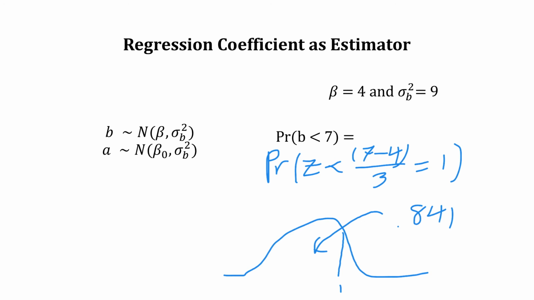Thus, treating the regression coefficient as an estimator of the underlying parameter allows us to make probabilistic statements about how close that regression coefficient is to the true coefficient.